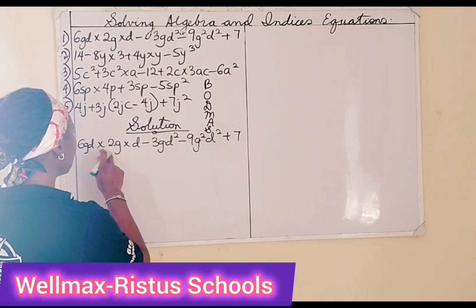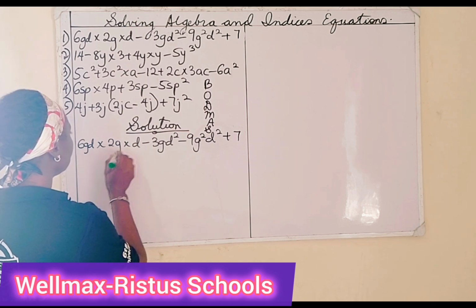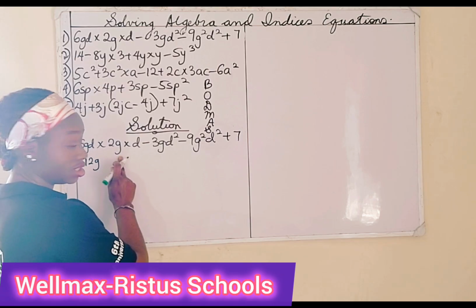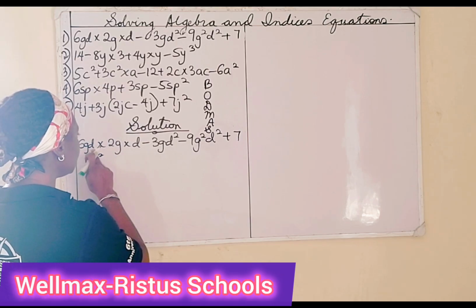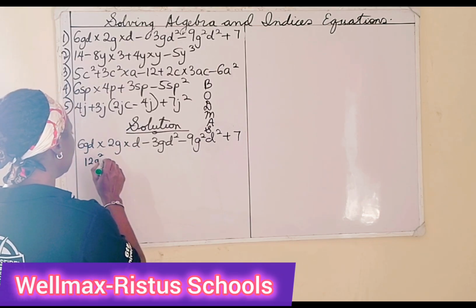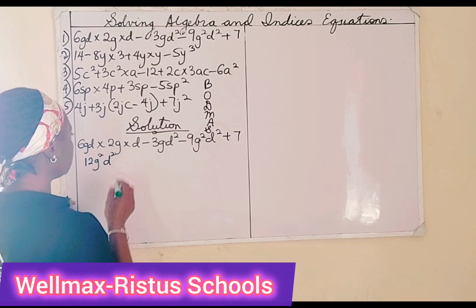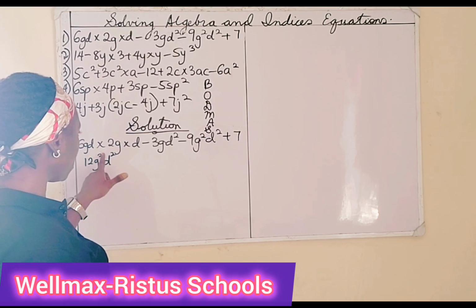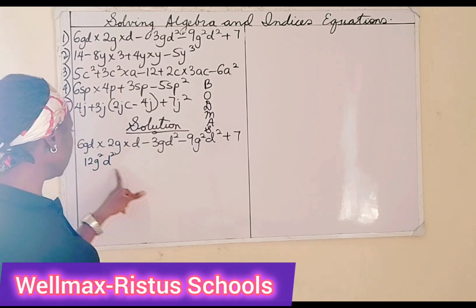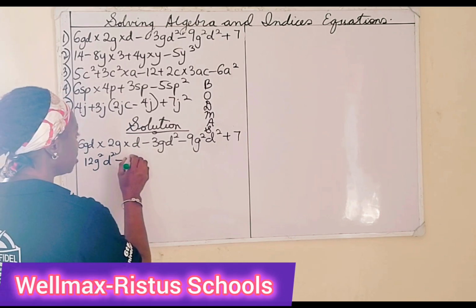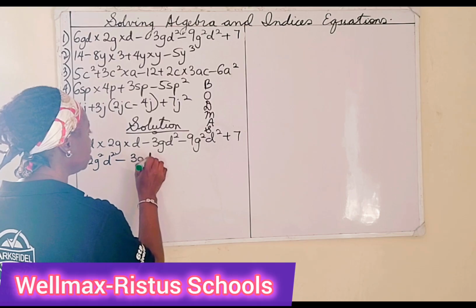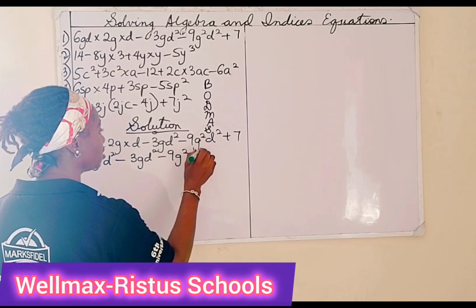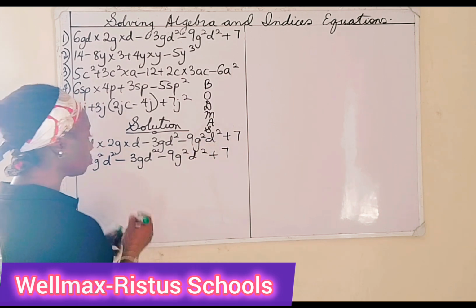Then we'll have 6gd times 2g. That's what? 12. g times g is g square. Then d times d is what? D square. 6 times 2 is 12. G times g is g square. And d times d is d square. Minus 3g d square minus 9g square d square plus 7.